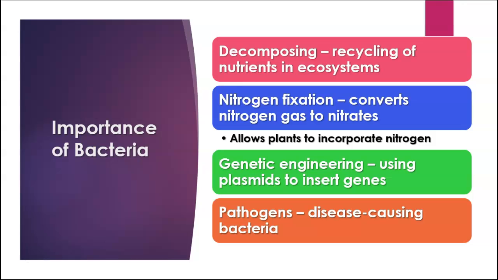Another really important thing that bacteria do is nitrogen fixation. They convert nitrogen gas to nitrates, which allows plants to incorporate nitrogen. Nitrogen is very important for lots of things we'll talk about more in just a minute. And they're also important for genetic engineering. We can now engineer bacteria to make products for us. For instance, various kinds of drugs or human proteins or human hormones like insulin and growth hormone can be made by bacteria much more quickly and easily and in larger volumes than by harvesting them from individuals.